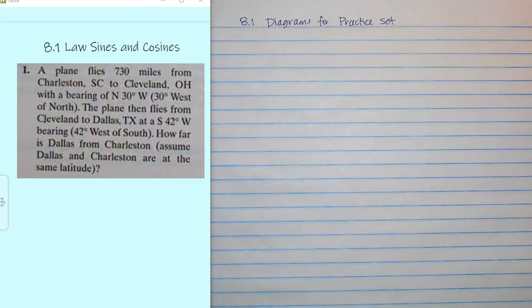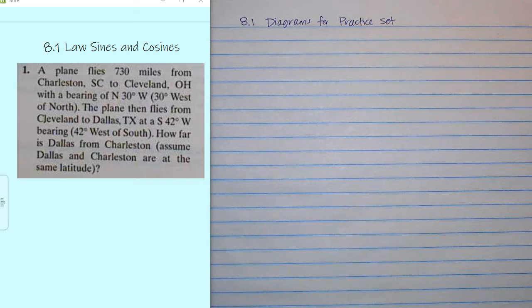All right, so writing the diagrams for the practice set for law of sines and cosines is one of the most challenging parts. So let's look at a couple of these and see if we can draw a better picture. In number 1, it says a plane flies 730 miles from Charleston, South Carolina to Cleveland, Ohio, with a bearing of north 30 degrees west. That means 30 degrees west of north.